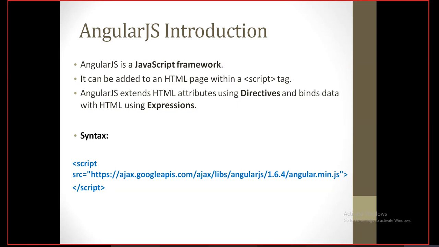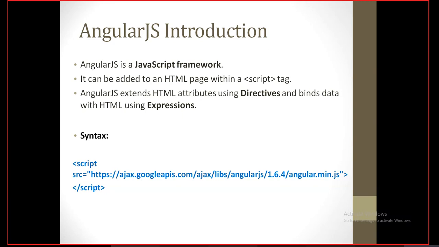Here below in the syntax you can see we are using the script tag, and for the source we are using the Google APIs, the AngularJS framework provided by Google APIs, and we are then accessing the appropriate version depending upon what is supported by your browser. So this is how we are going to use AngularJS. We're going to link to the AngularJS.